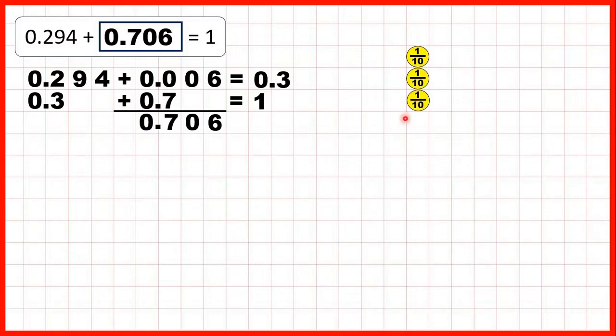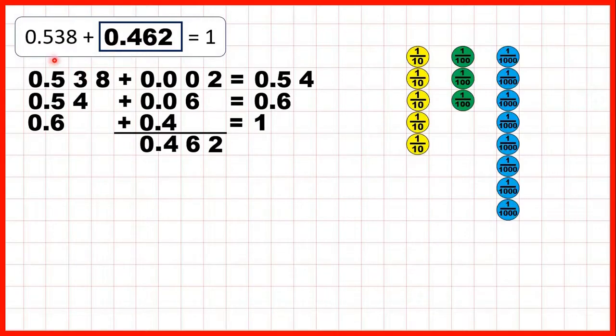Then we added 7/10, so 1, 2, 3, 4, 5, 6, 7, and that gave us 10/10, which is the same as 1 whole. So because we added 6/1000ths and then 7/10, our missing number bond is 0.706. Then we started with 0.538, so that's 5/10, 3/100ths and 8/1000ths.